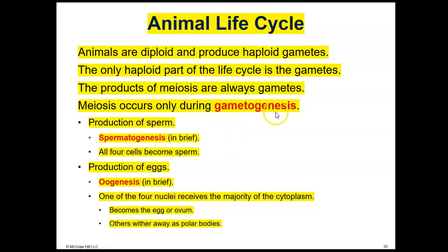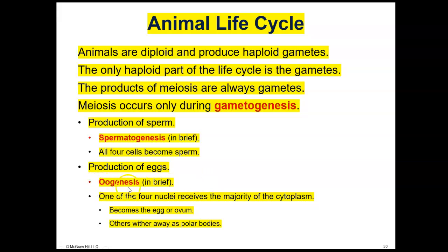Now, the production of gametes is called gametogenesis. The production of sperm is called spermatogenesis, and at the end of spermatogenesis, all 4 of the cells become sperm. The production of eggs is called oogenesis. And by the way, spermatogenesis occurs in the testes of males. Oogenesis occurs in the ovaries of females.